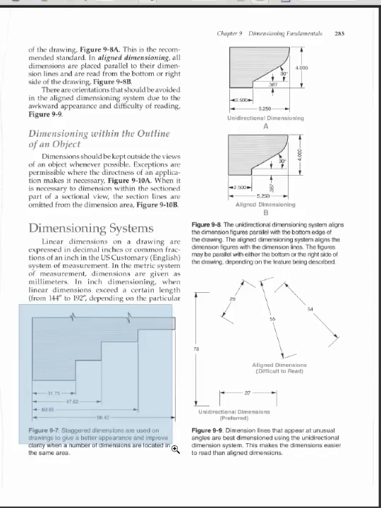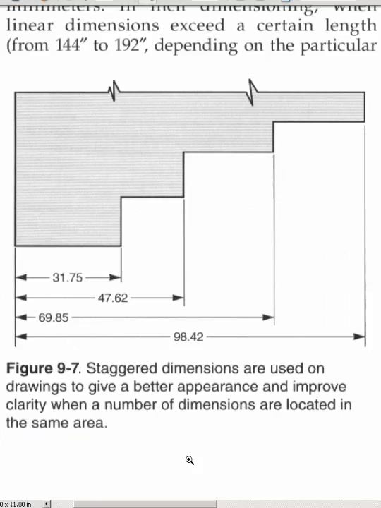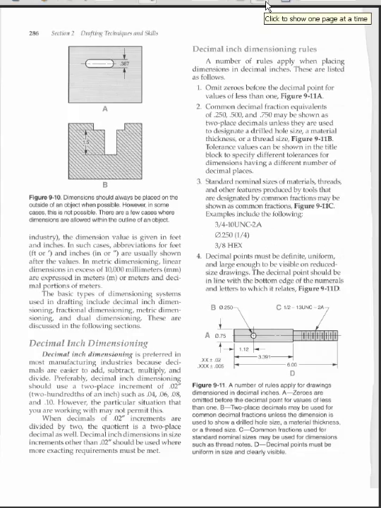You also notice an example of staggered here, a good little figure of that. Staggered dimensions provide a better appearance and improve clarity. So it's easy to read from one to the other and improves the quality of the manufacturer. So there's another good term to keep in mind.